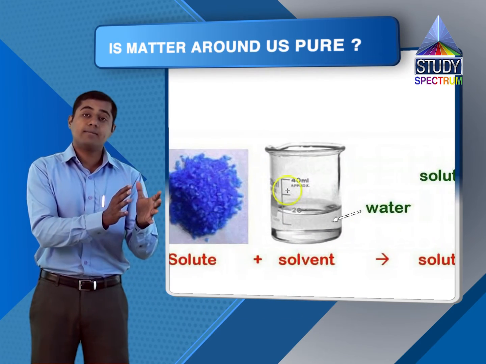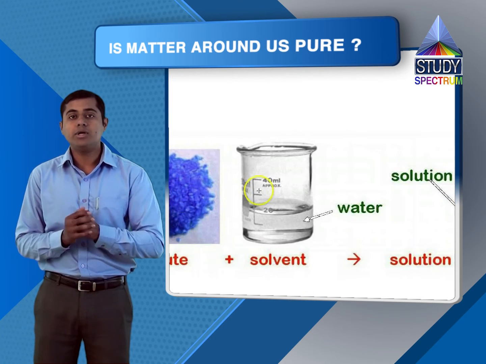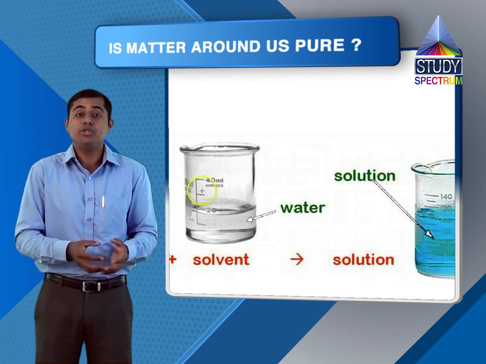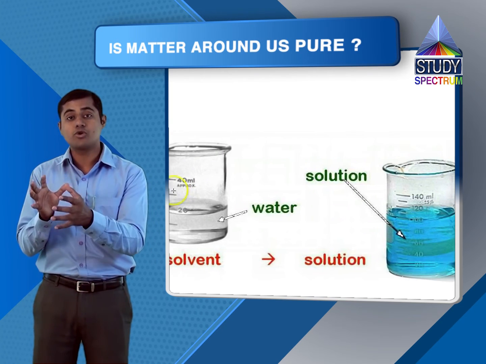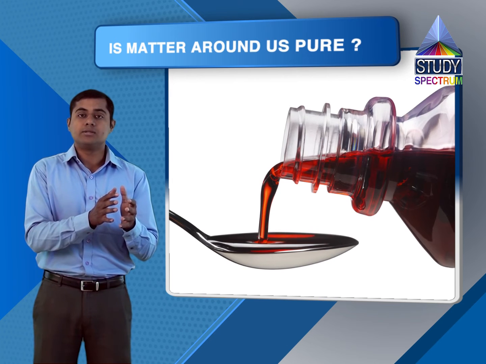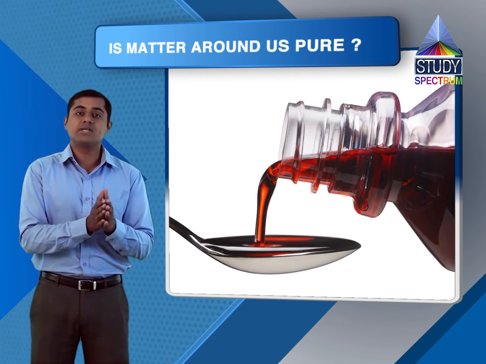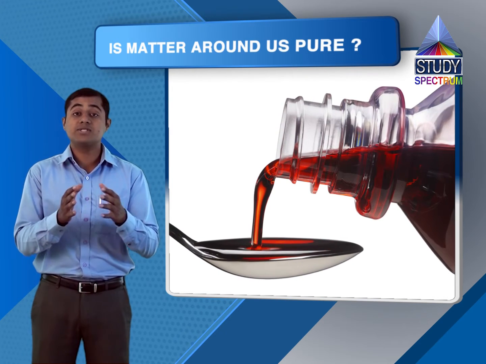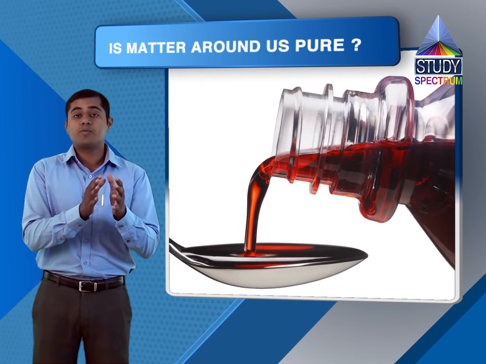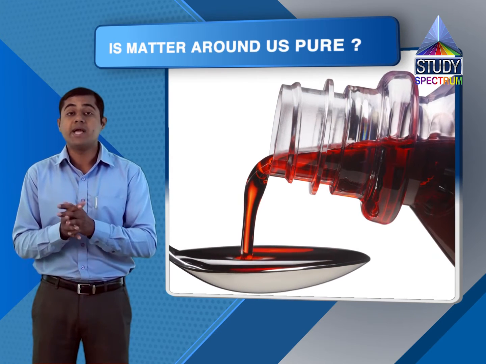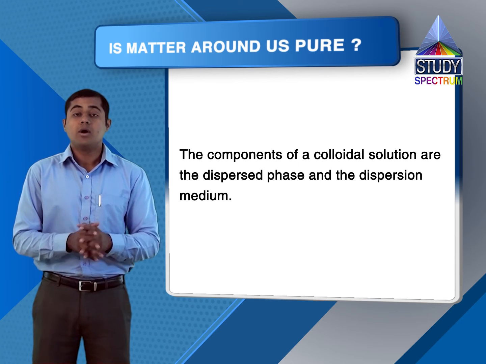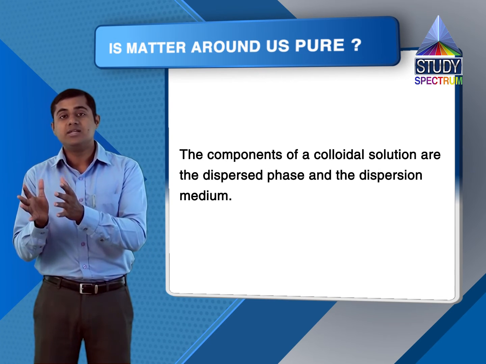Now, when we talk about a solution, we know that the lesser quantity substance is called the solute, and the larger quantity substance which dissolves that solute in itself is called the solvent. Similarly, in colloidal solutions also, the particles of the substance which are dispersed throughout are called the dispersed phase, and the medium in which those particles are dispersed is called the dispersion medium. So a colloidal solution is made of these two parts: one is the dispersed phase and another is the dispersion medium.